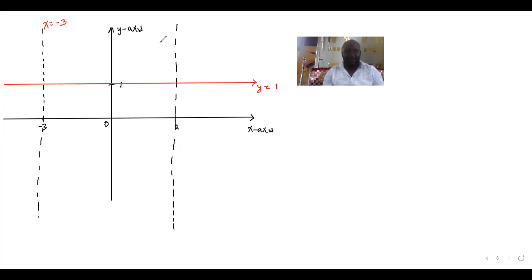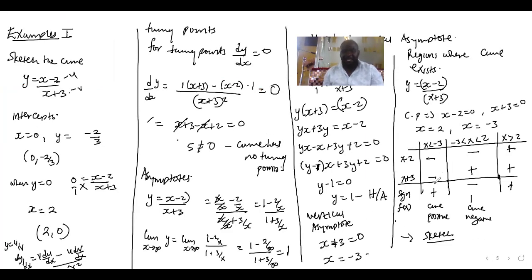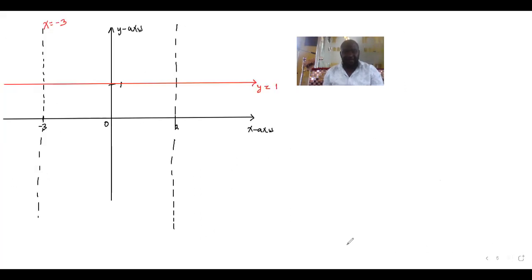Now, eyes open. No one should blink. Can we shade off the regions where the curve does not pass? If you look at our table, before negative 3, the curve is positive on the y-axis. So the curve is passing in the positive. It is not passing in the negative. So we shade below the x-axis.